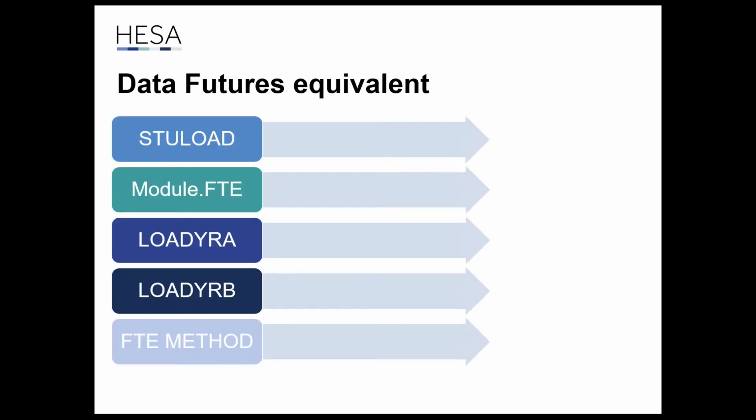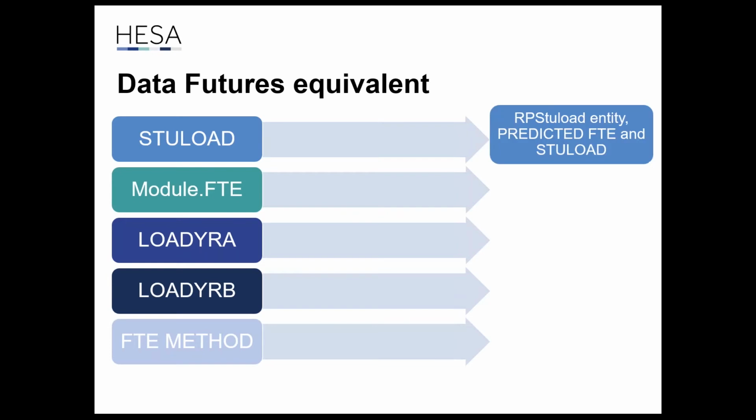So in terms of the equivalents then, looking at StuLoad first, we have a reference period StuLoad entity. I'll talk in more detail about what these are in a second, but we've got that entity. We've got a predicted FTE field and a StuLoad field for the actual value. And those are the equivalents. So there's two different methods, which I'll talk to you about on StuLoad. Module FTE is still module FTE. That one's not really changed much.